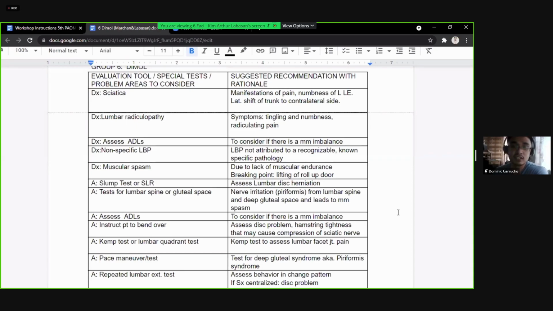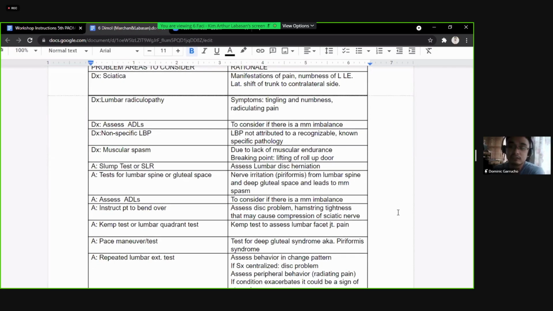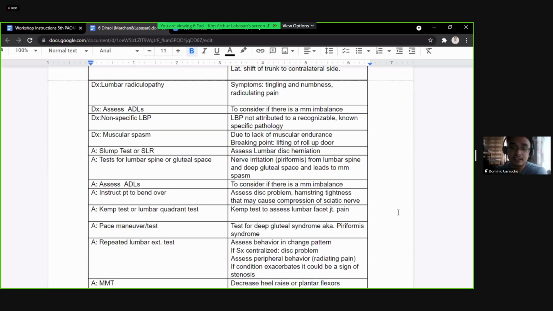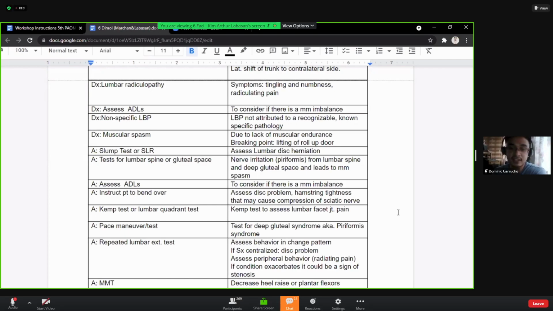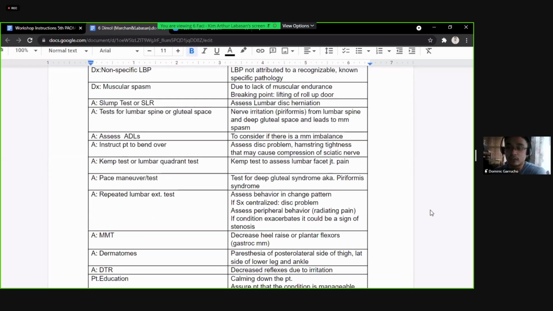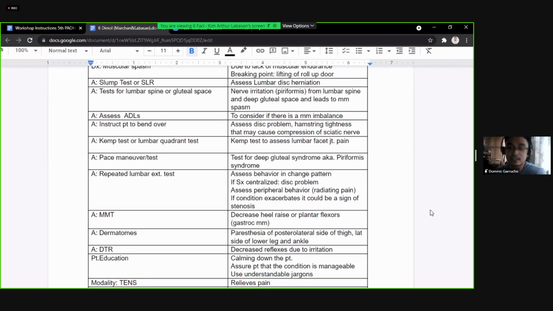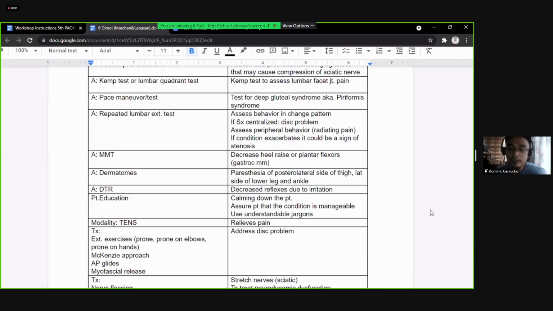If we are also to consider non-specific low back pain, it's a type of low back pain that is not attributed to a recognized specific pathology. We may also want to consider muscular spasm due to lack of muscular endurance. So for our assessment, we will be doing slump test, SLRs, test for lumbar spine and gluteal spaces, instructing the patient to bend over, your Kemp's test, your lumbar quadrants test, your prone instability test, and your repeated lumbar extension tests. We will also be checking manual muscle testing, your dermatomes, your deep tendon reflexes, and of course, patient education.